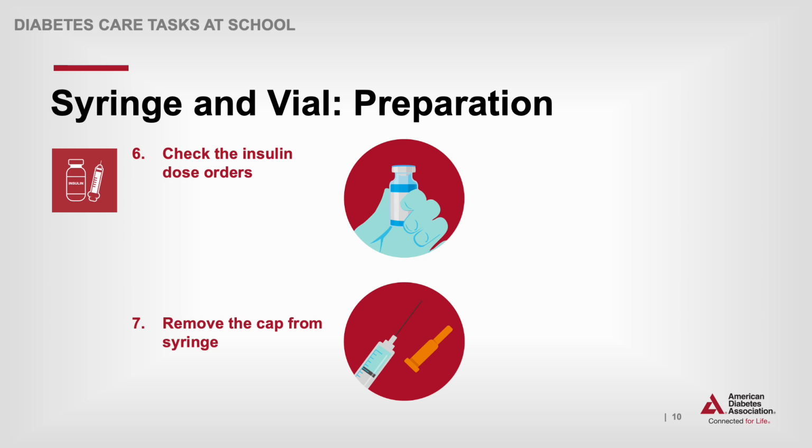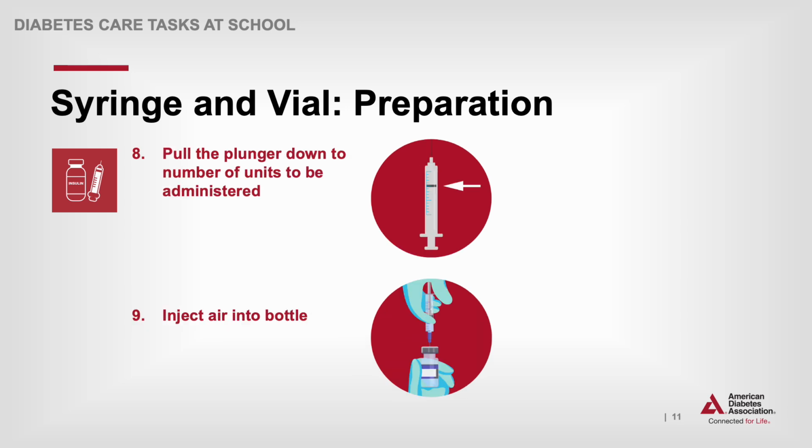Remove the cap from syringe. Do not touch the needle. Pull the plunger down to the number of units to be administered. Push the needle into the bottle and push the plunger in with the syringe tip down. This will inject air into the bottle to prevent the development of a vacuum.